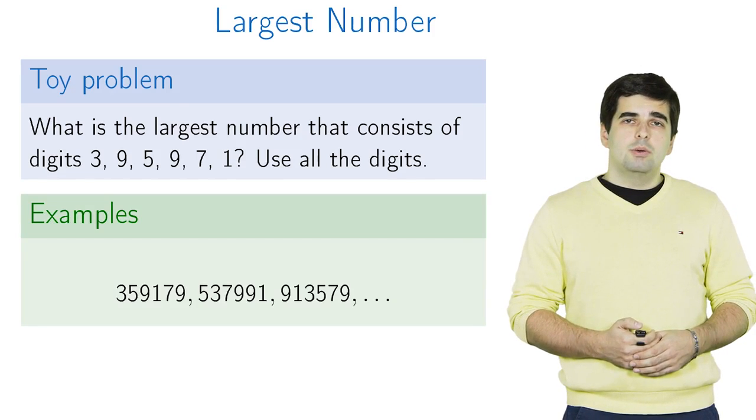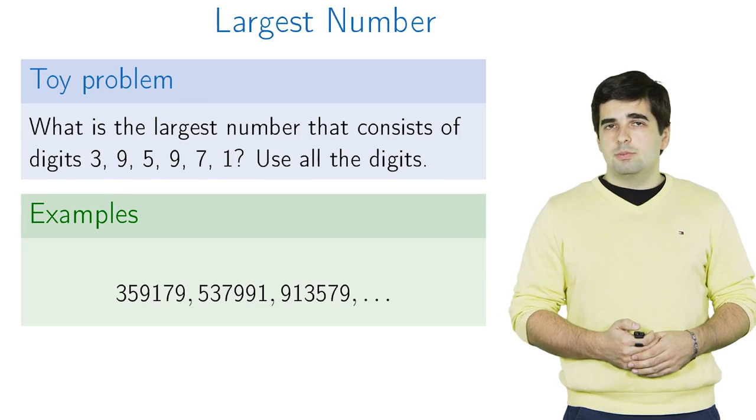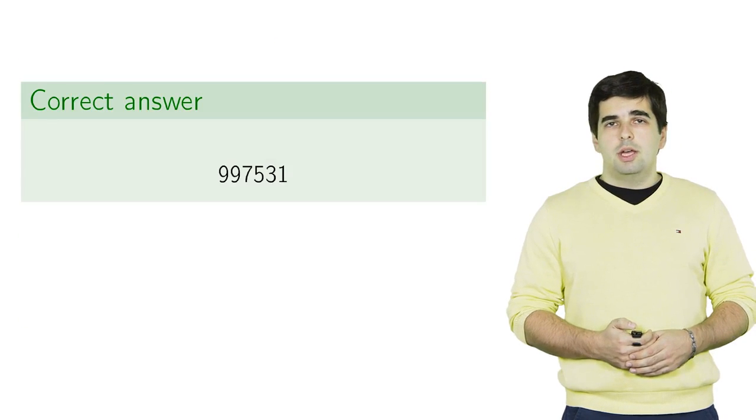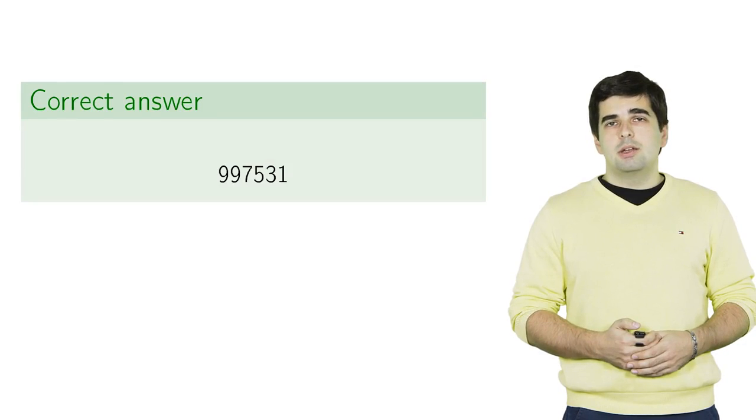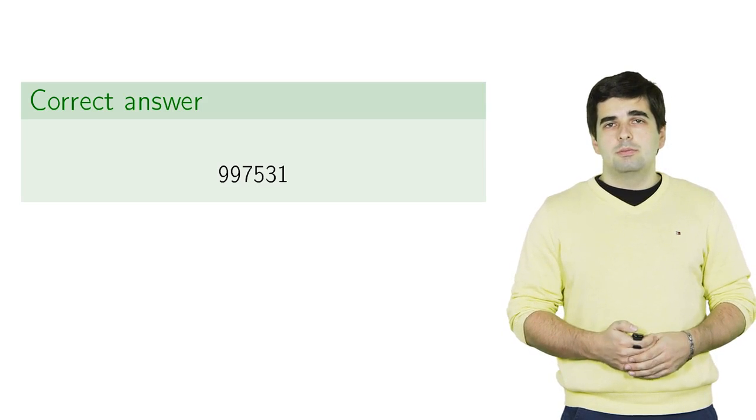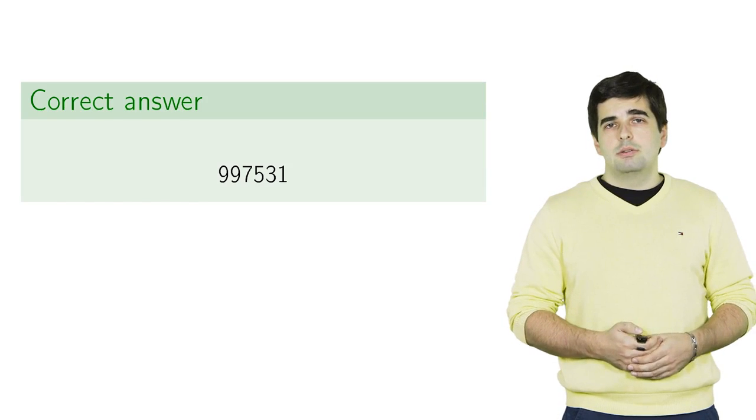So what do you think will be the correct answer to this problem? And of course, the correct answer is 997531. And it's pretty obvious that you should arrange numbers from the largest to the smallest, from left to right. But let's look at how the greedy algorithm does that.